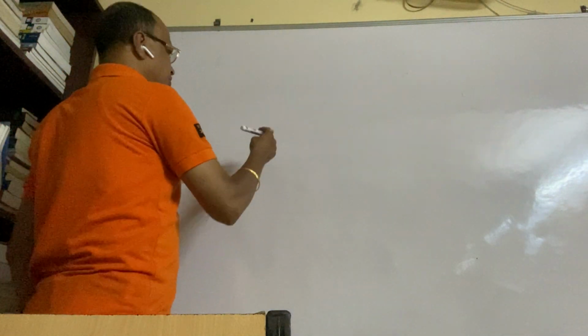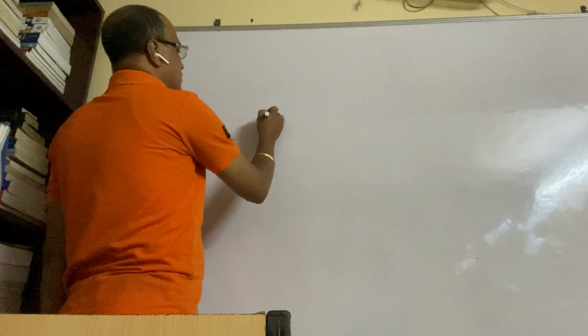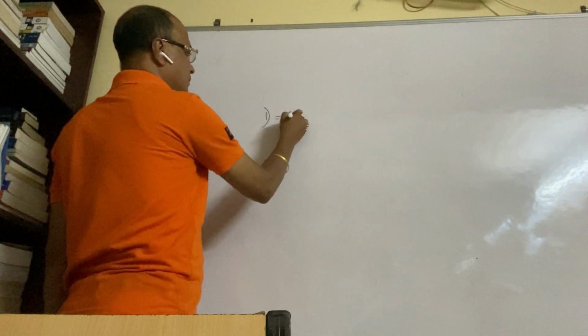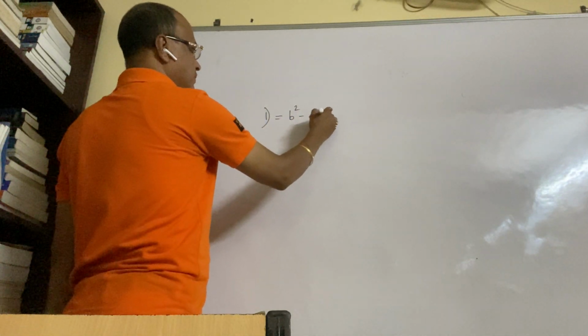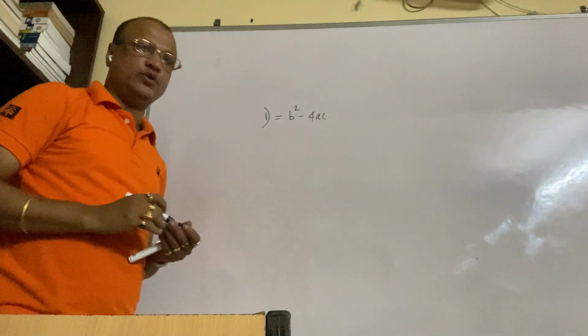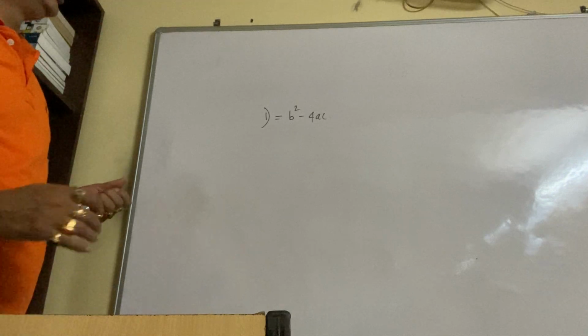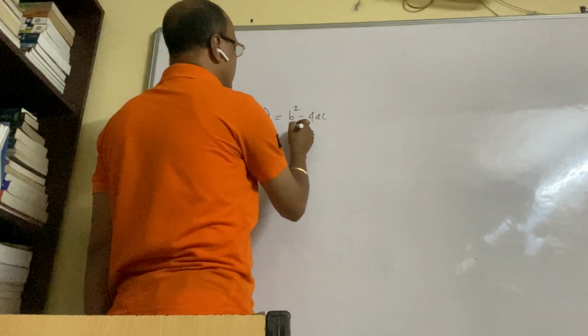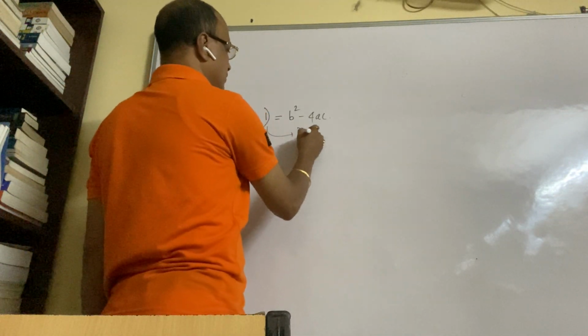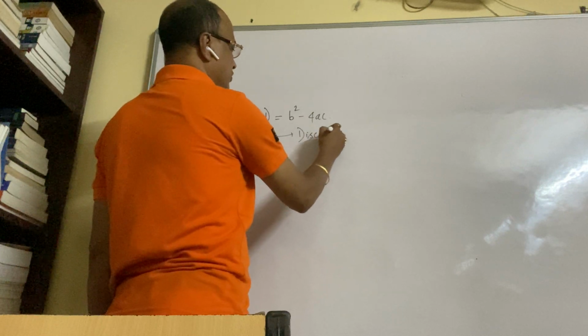आज हम लोग करेंगे, we do sum based on this. You know that D equal to what? B square minus 4ac. D equal to B square minus 4ac. And this is called what? What is the name of D? Discriminant.